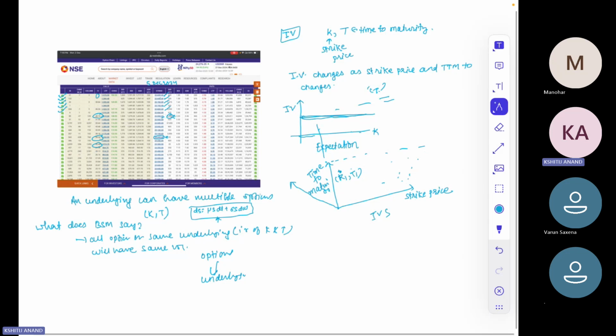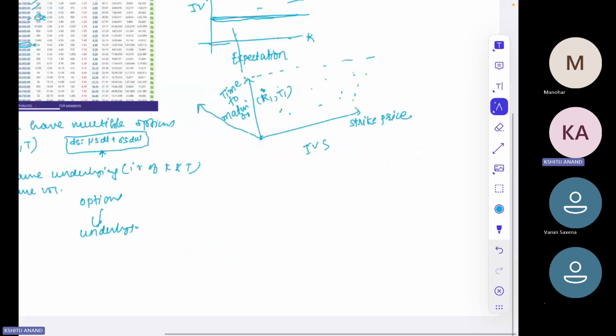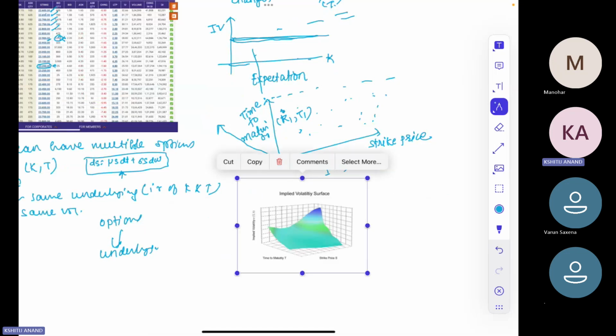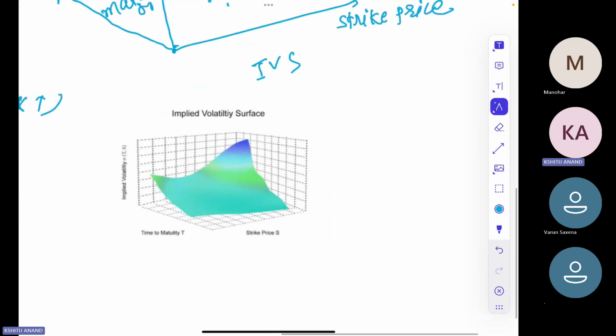Now let us say we have strike price on the x-axis and time to maturity on the y-axis, right? Then each point on this xy plane corresponds to a different pair of K and T, that means a different option. So all the points on the xy plane correspond to a different option, okay? Now when we calculate the implied volatility for all these points and plot it on the z-axis, we get something called the implied volatility surface. I have taken an image from the internet, and this is a kind of implied volatility surface that I was talking about. So basically, this part is your strike price, right?